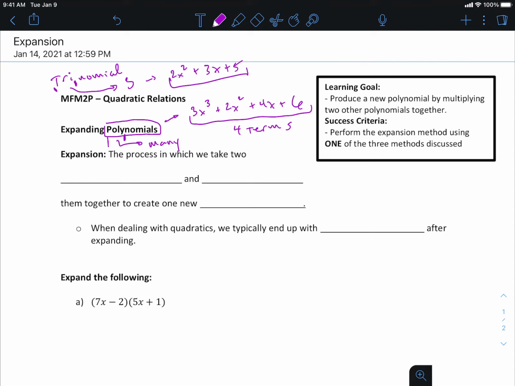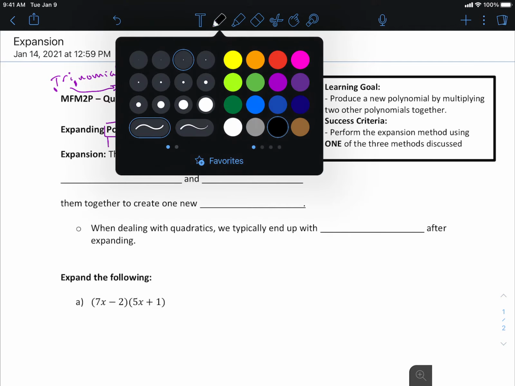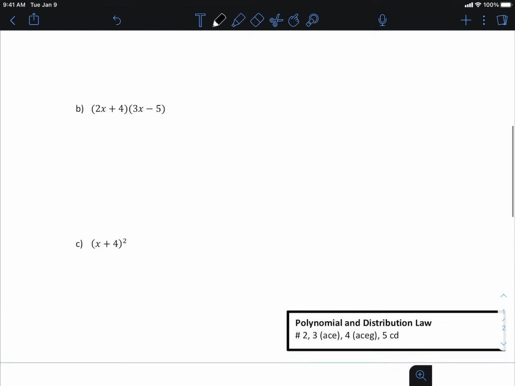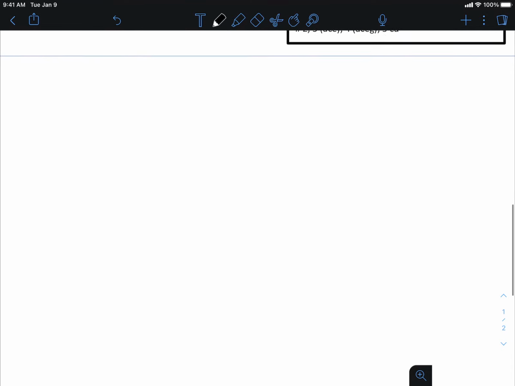So expansion, I'm just going to write down the definition here. Expansion is the process by which we take 2 polynomials, and a trinomial, like a polynomial. Maybe we'll go down here for a second. I'm just going to give you some background. We don't need a whole formal lesson on this.